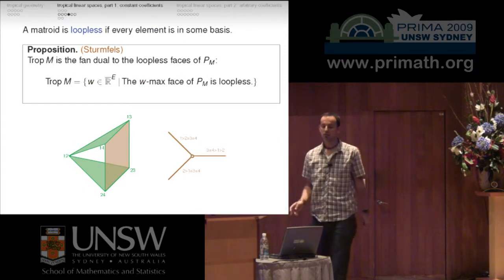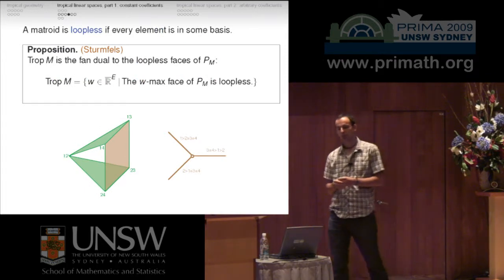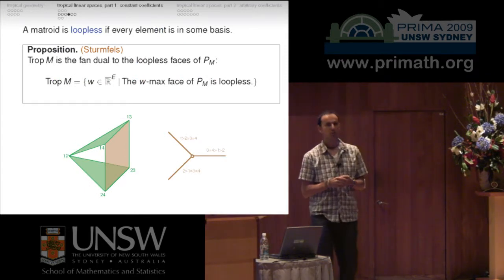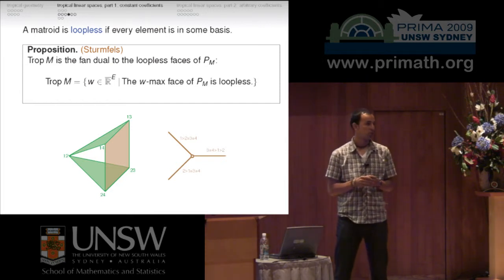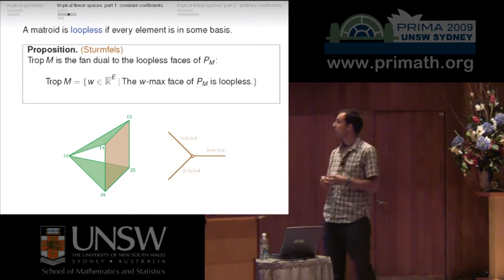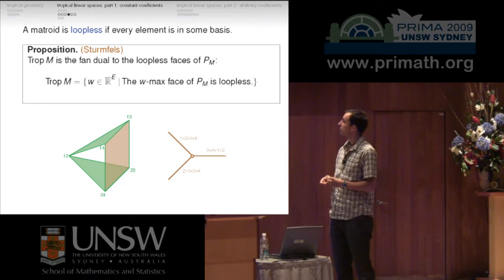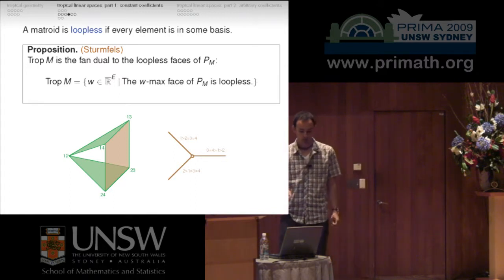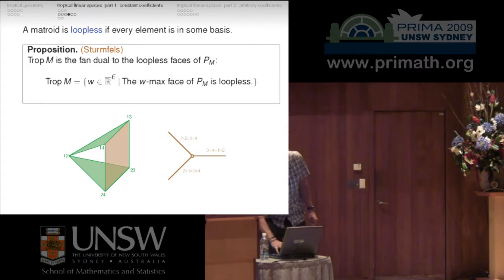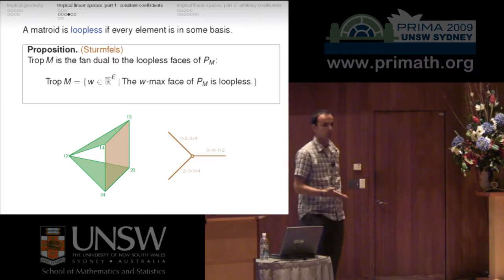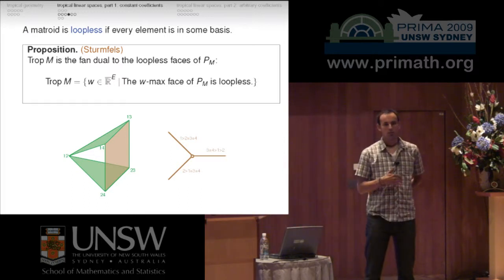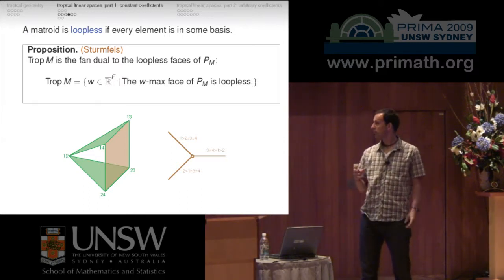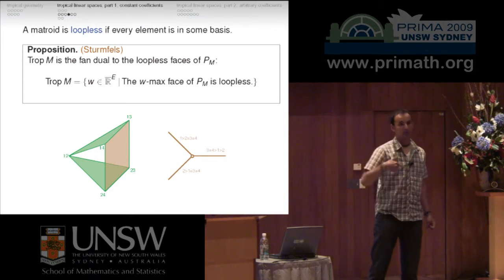Now, why do we need this? The reason that we need this is that you can describe a tropical linear space fairly easily in terms of the matroid polytope. Okay? And the way you do that is that you say that a matroid is loopless if every element is in some basis. For example, here we have that the bases are 1,2; 1,3; 1,4; 2,3; and 2,4. So every element is in a basis, so the whole matroid is loopless.